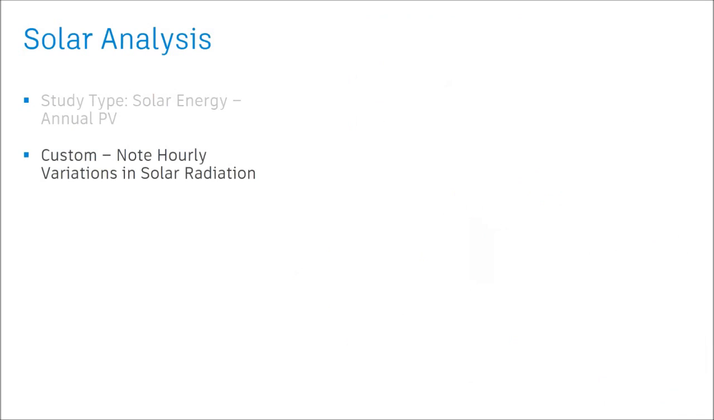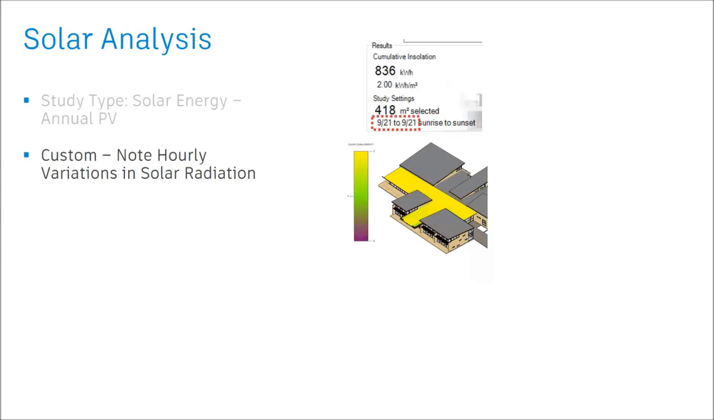The next thing to note about this, and it's just another common thing that sometimes trips people up, is that the solar radiation calculation is using real climate and weather information, meaning it varies hour to hour and day to day. The example I wanted to give you is this. So, for example, if we just isolated this study to the 21st of September, you'd see that for this particular surface we've selected here, there's 836 kilowatt hours.